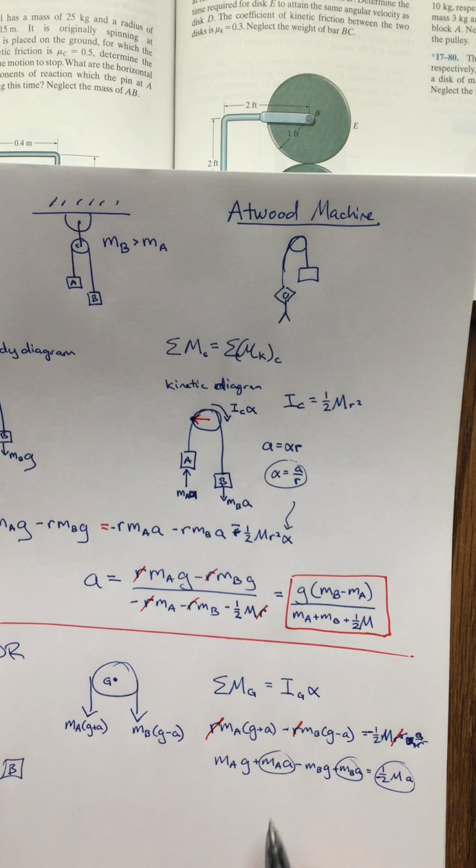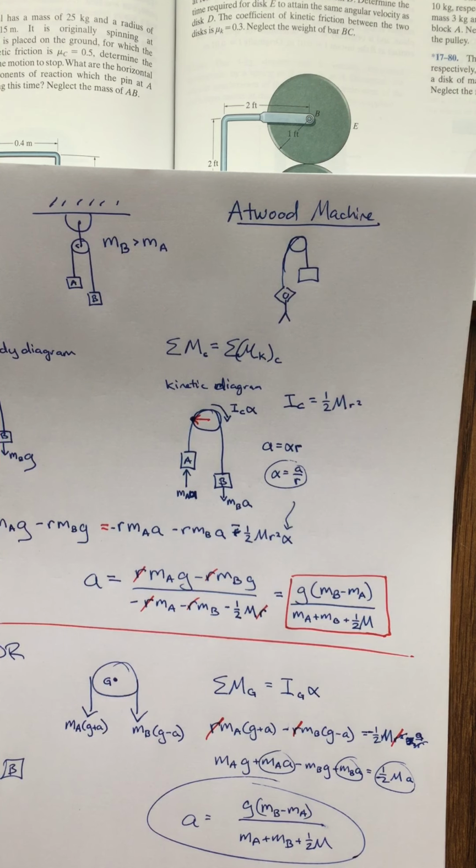And then if I solve for a, I can bring this over to this side and this term over to that side. And that would be m_B minus m_A times g. Bring all this term over here and then pull out the a and divide by what you have left. And that's m_A plus m_B plus 1/2 times the mass. And there we have another way of finding the solution.